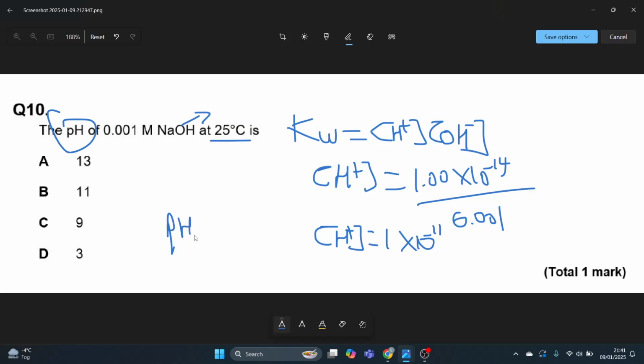Well, pH equals minus log10 concentration of H⁺ ions. Just substitute that into there. So minus log10 of my answer. I should get pH as 11.